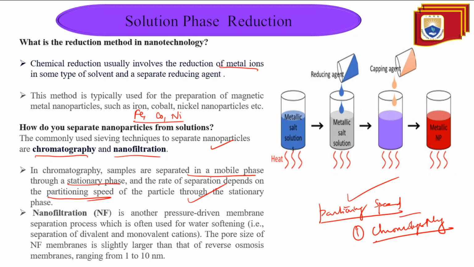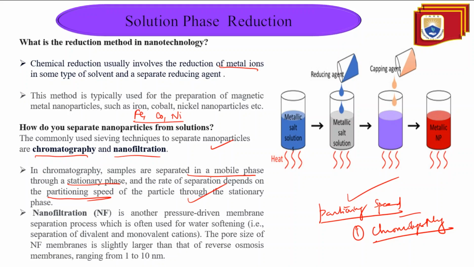Chromatography is a mobile phase device, so it goes from a mobile phase to a stationary phase, and the rate of separation depends upon the partition speed of the particle through the stationary phase. Whereas nanofiltration is a pressure driven membrane separation process, which is often used for water softening.